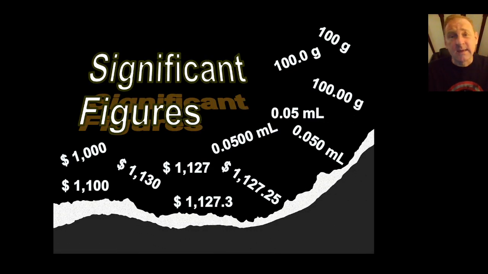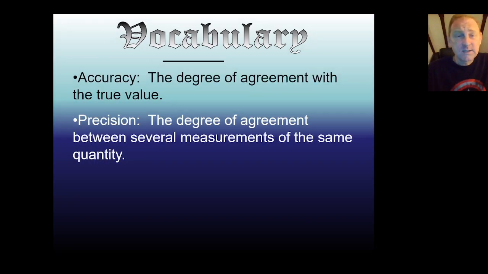Today's topic is significant figures. What is accuracy? It's how close your measurements are to the true value, how close they are to where you want those measurements to be. However, precision is how close your measurements are to each other. So you're taking several measurements, and how close are those measurements to each other?